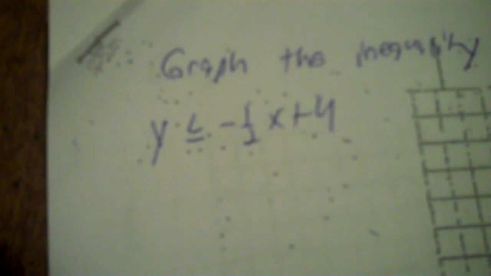Okay, graphing inequalities. We've got y less than or equal to negative 1/2 x plus 4. Remember, it's the same as graphing a line, but you have to pay attention if the equals to is there. If it is, it's a regular line. After we get the line down, we have to run a test.